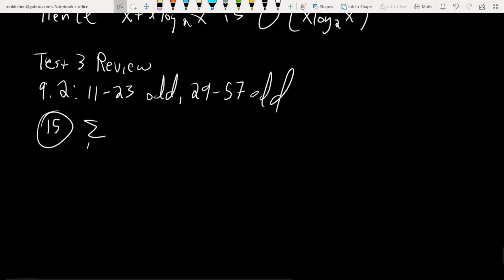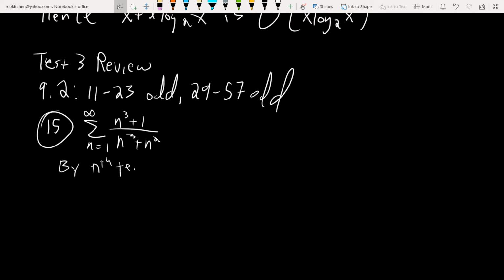And we have the series n equals 1 to infinity of n cubed plus 1 all over n cubed plus n squared. Okay, so this is clearly not geometric. It's clearly not telescoping because the degree of the denominator is cubed. The telescoping will have a quadratic in the denominator and a constant in the numerator. So the only test you have to work with then is the nth term test. So we'll say by nth term test, and you kind of have to write stuff out.